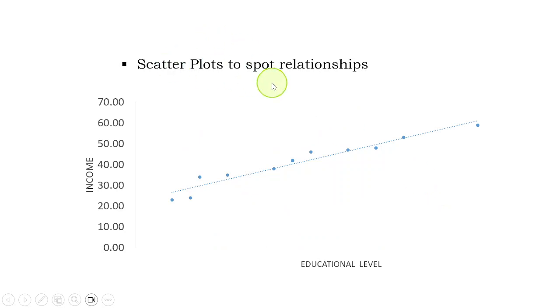A scatter plot is to show the relationship between two variables. To make a scatter plot, you have two variables here. For example, you have educational level and income. So it is very clear that the higher the level of education a person obtains, the more income also they will have.